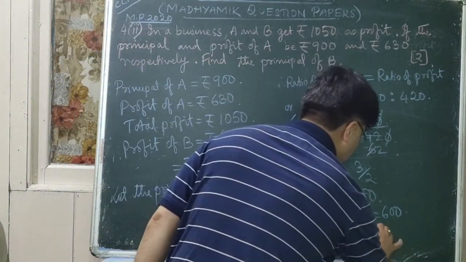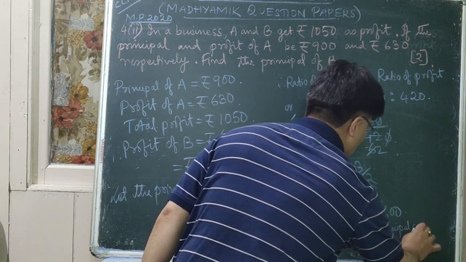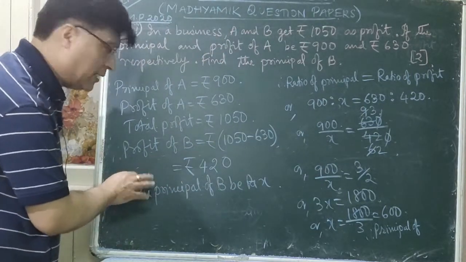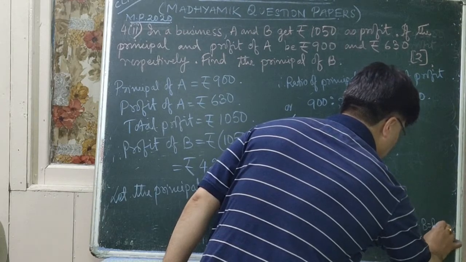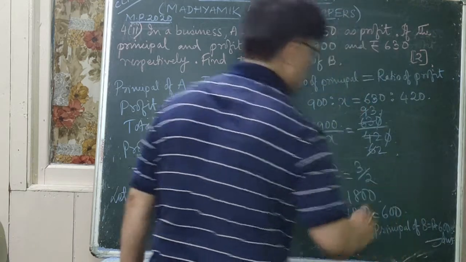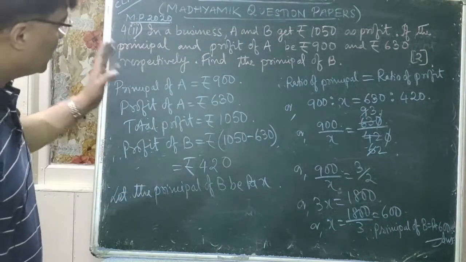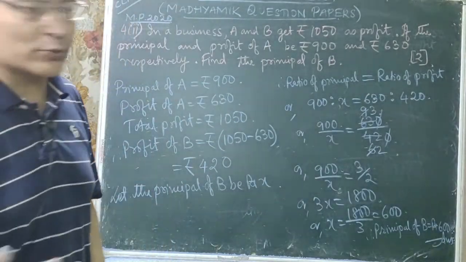So therefore, you have to find out the principal of B. Just now we got the principal of B. That is, principal of B is equal to rupees 600. So this is the final answer. I think you have understood it. This question carries 2 marks. You can copy it. So we'll do the next question now.